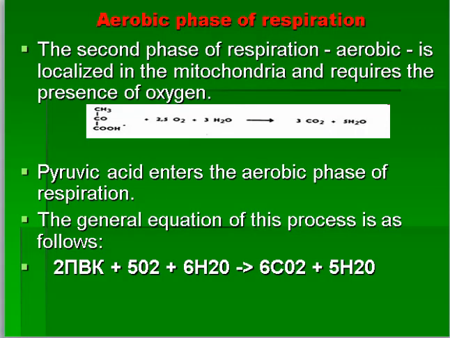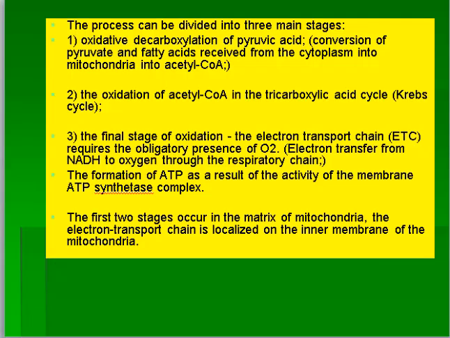Aerobic phase of respiration. The second phase of respiration, aerobic, is localized in the mitochondria and requires the presence of oxygen. Pyruvic acid enters the aerobic phase of respiration. The general equation of this process is as follows. The process can be divided into three main stages: oxidative decarboxylation of pyruvic acid, conversion of pyruvate and fatty acids received from the cytoplasm into mitochondria into acetyl-CoA, and the oxidation of acetyl-CoA in the tricarboxylic acid cycle, the Krebs cycle.